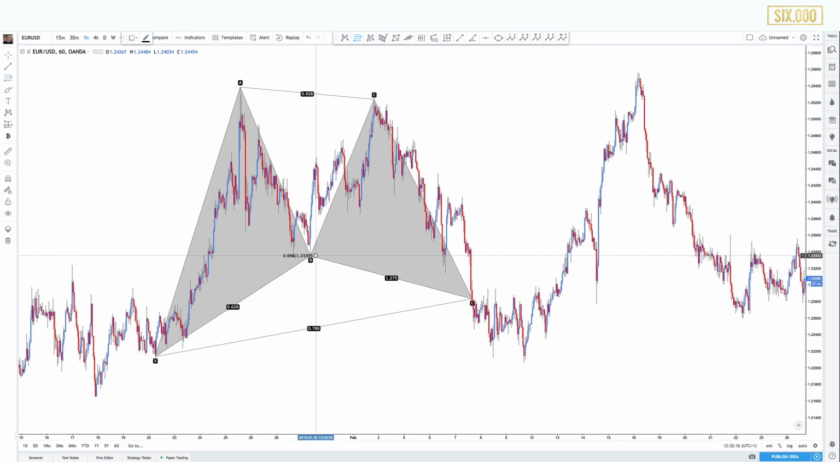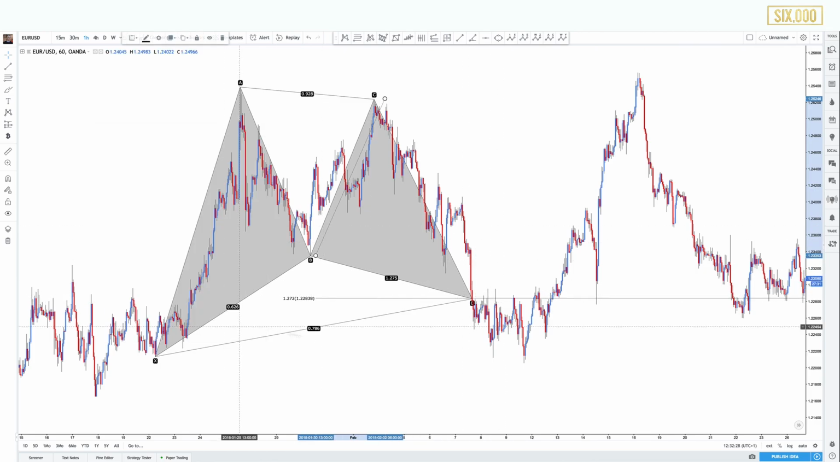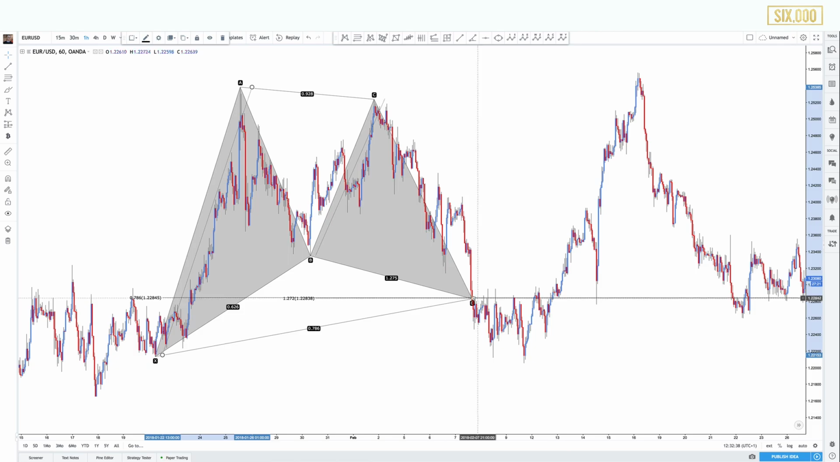We're then looking at the BC projection. This complements the 0.786. This defines the D point. We're looking at a 1.272. And in our final measurement, we're going from X to A. And this gives us a 0.786. So we can see we've got these two ratios converging in a very close area, almost exactly the same price level.